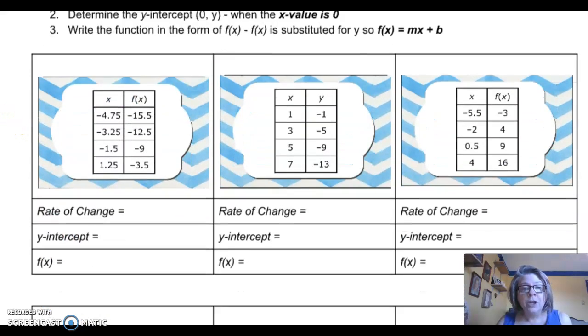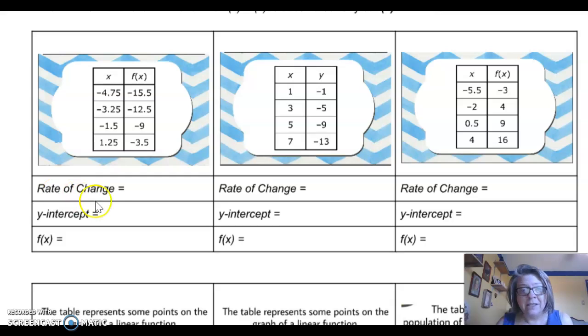All right, so we're going to look at the first table. We're going to be doing a lot of these together. First thing is I'm going to do my rate of change. My rate of change is going to be the difference of f of x, which, remember, from what we did last time, f of x is another way to say y, and we're going to look for the difference between these two.